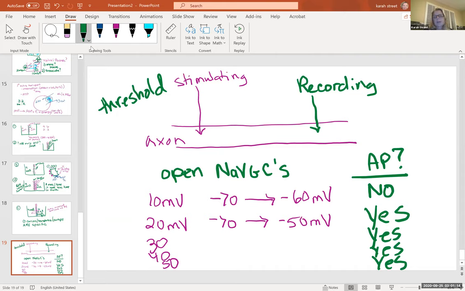Textbooks keep telling us that this threshold value is a magical minus 55 millivolts, that we go from minus 70 to minus 55. That means you're becoming less negative. It's a concept. Threshold means the cell has become less negative inside to a point where sodium voltage gated channels have opened. They are proteins. To open means they've had a conformation change.